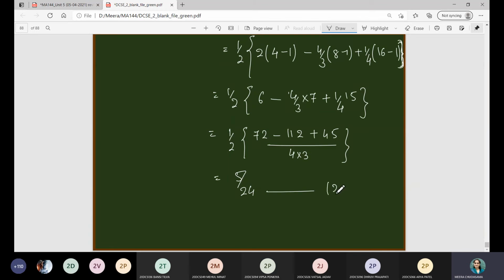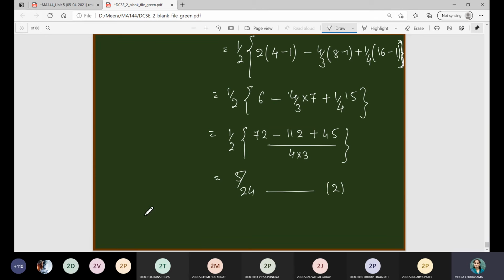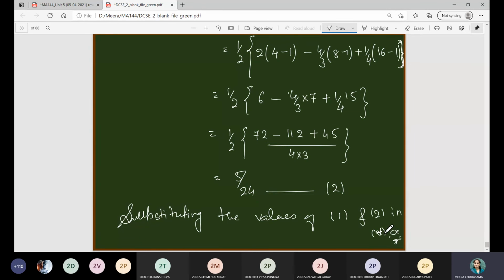So I will give this as 2, this as 1. So I can write from, or substituting the values of 1 and 2 in star, we get. Oh, it is completed. I will just complete it over here.